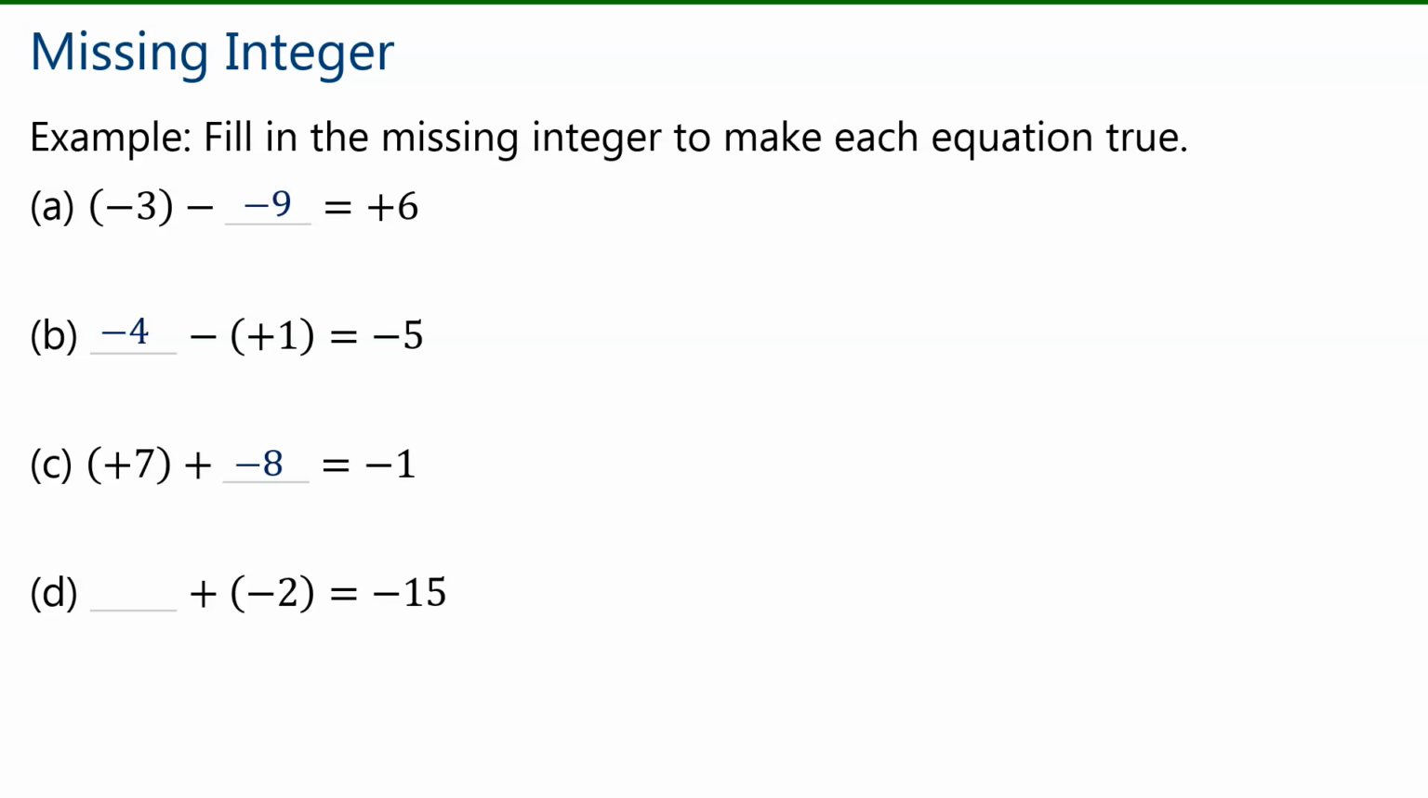And then for the last one, something plus negative 2 is negative 15. Well, I know adding two negatives is a negative, so what negative number can I add on to negative 2 to get negative 15? Negative 13.